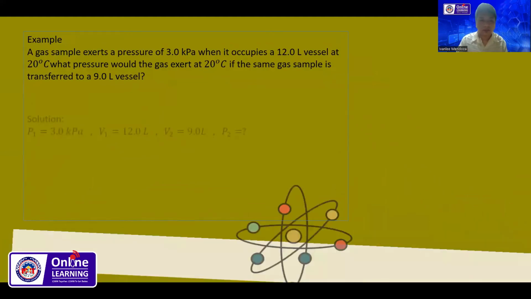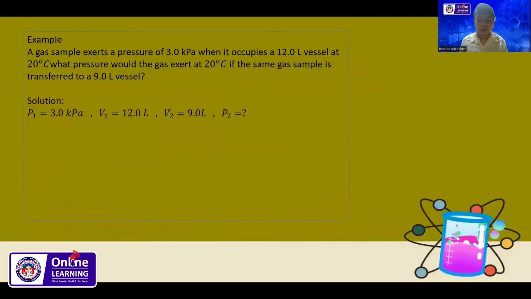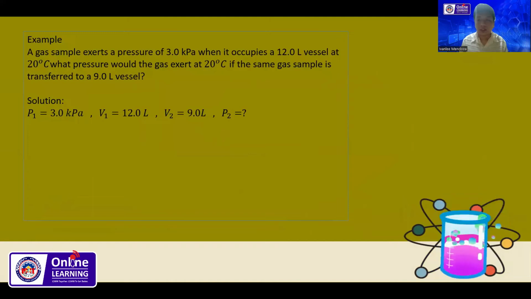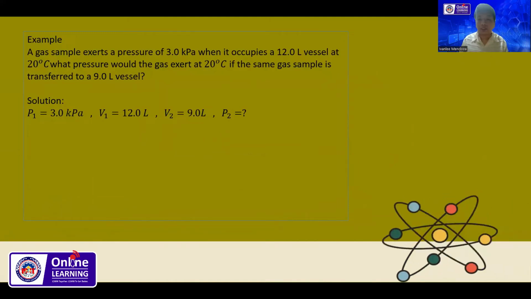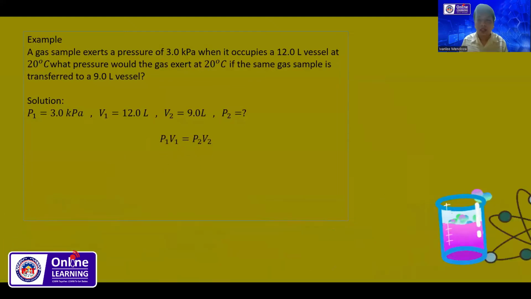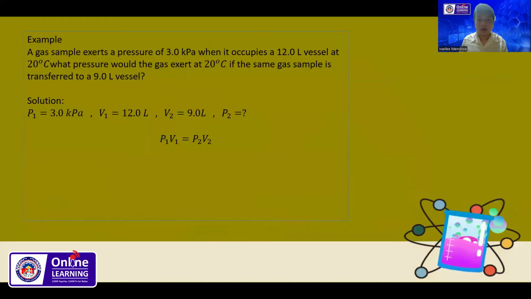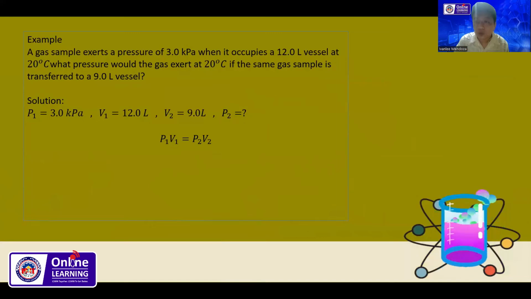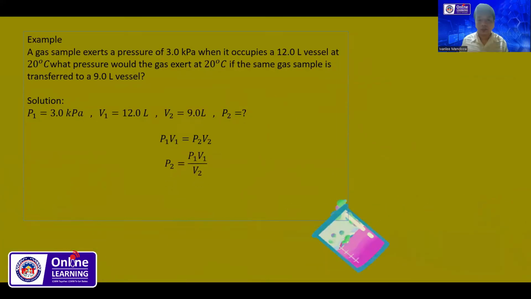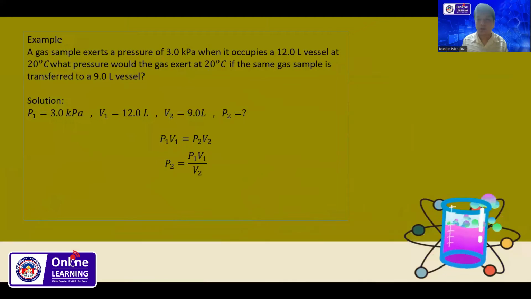Now, to solve this problem, here is the solution. We have the value of P1, that is 3.0 kilopascal, V1, that is 12.0 liter, V2, that is 9.0 liter, and P2 is unknown. Then we will use the formula of Boyle's law: P1 V1 equals P2 V2. If you derive the formula to get P2, or the final pressure, you will come up with this: P2 equals P1 V1 over V2.